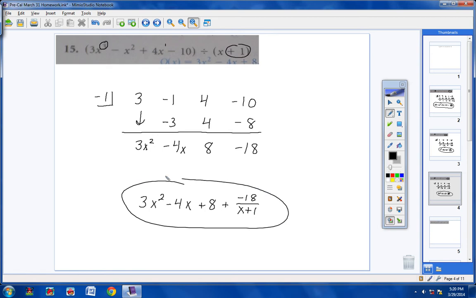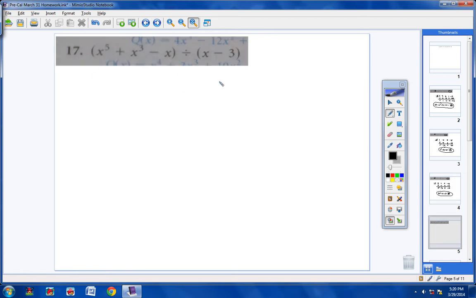All right, moving on to number 17. Okay, x minus 3 is your divisor, so we can definitely use synthetic division.